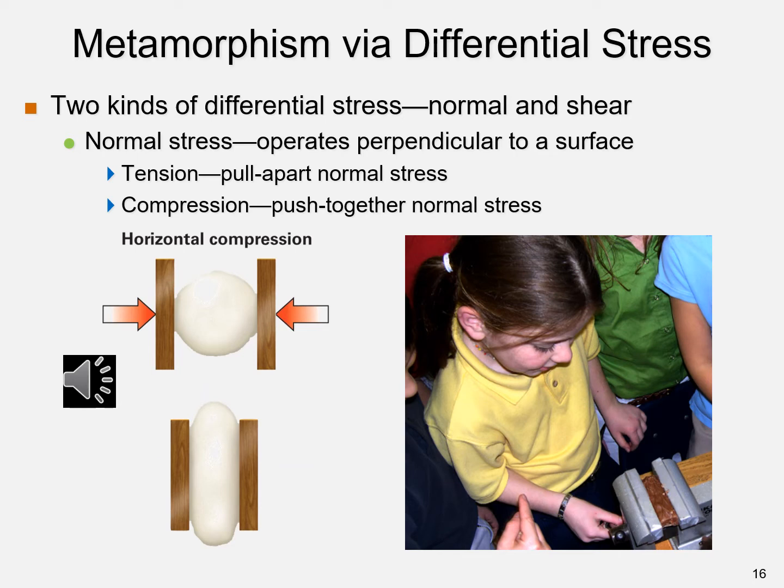There are two kinds of differential stress. Normal stress. Normal stress pushes or pulls perpendicular to a surface. We call a push compression and a pull tension. Compression flattens a material, whereas tension stretches a material.